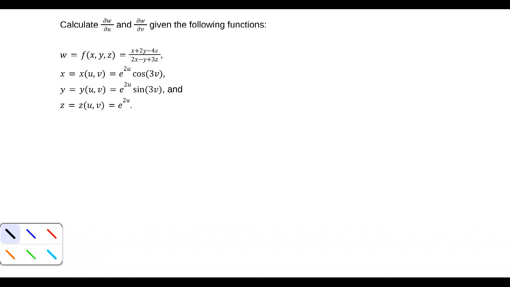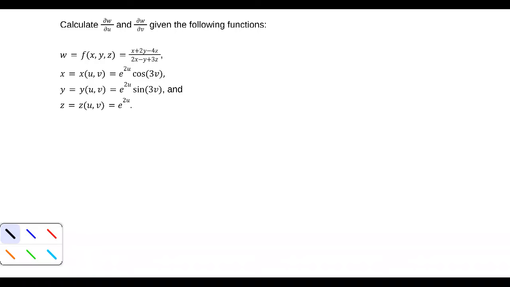Calculate the partial of w with respect to u and the partial of w with respect to v given the following functions. w = f(x, y, z) = (x + 2y - 4z) / (2x - y + 3z).